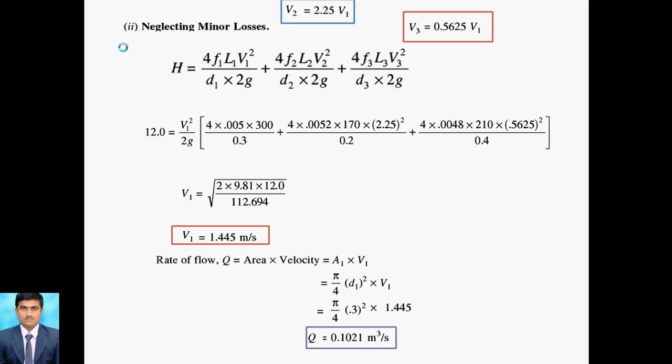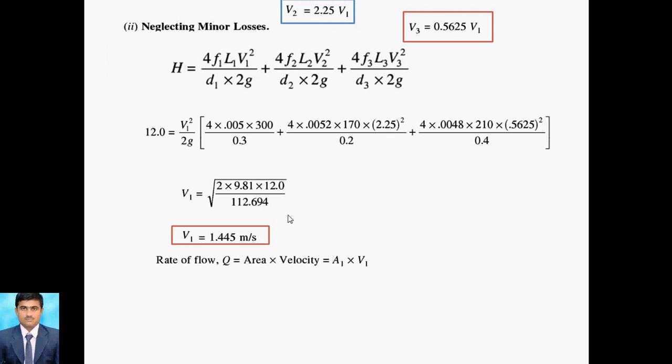So here we are considering A1 V1. Why? Because we computed the V1 value. So that's why you can write A1 V1. If V2 is there, then we can write A2 V2. So V1 is known to you, that's why you can write A1 V1. So after computing this value, we will get the value of Q, that is 0.1021 meter cube per second.